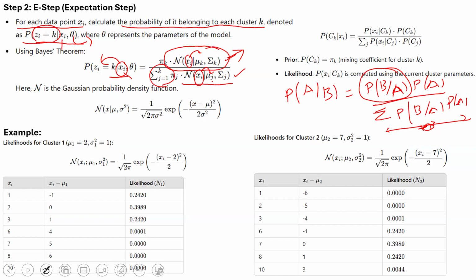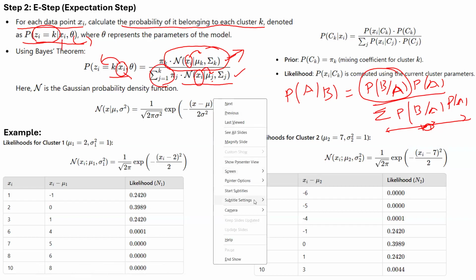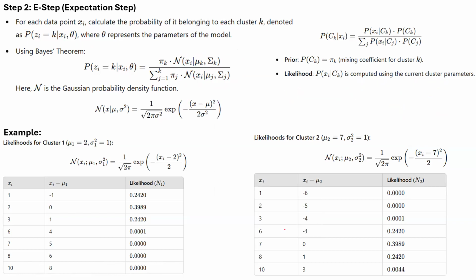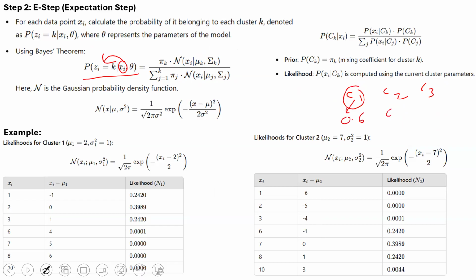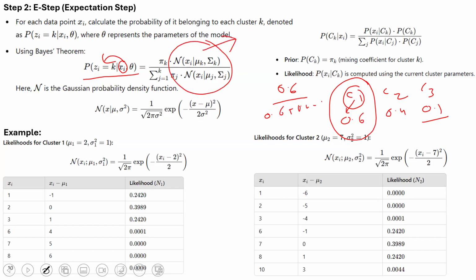Let's take a simple example. You're calculating the probability of a point belonging to this particular cluster. Suppose you have three clusters, C1, C2, C3, and the probabilities of the point belonging to them are 0.6, 0.4, and 0.1. How do you calculate the probability of the point belonging to this particular cluster? It is given by 0.6 divided by 0.6 plus 0.4 plus 0.1. The same thing that you are doing. So the normal distribution gives the probability of a point belonging to that particular cluster.